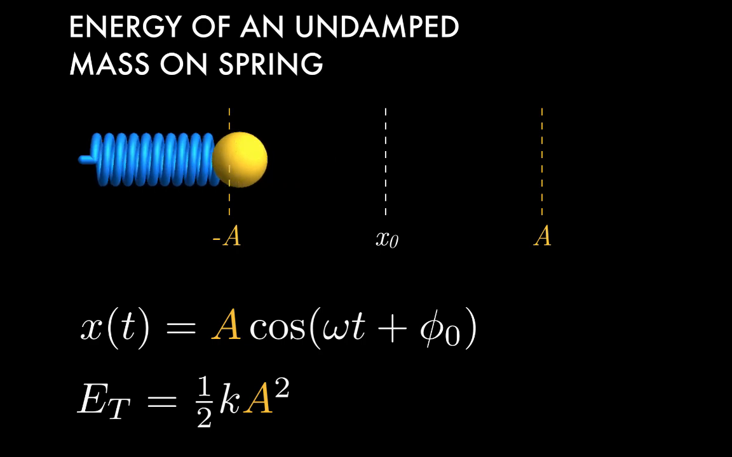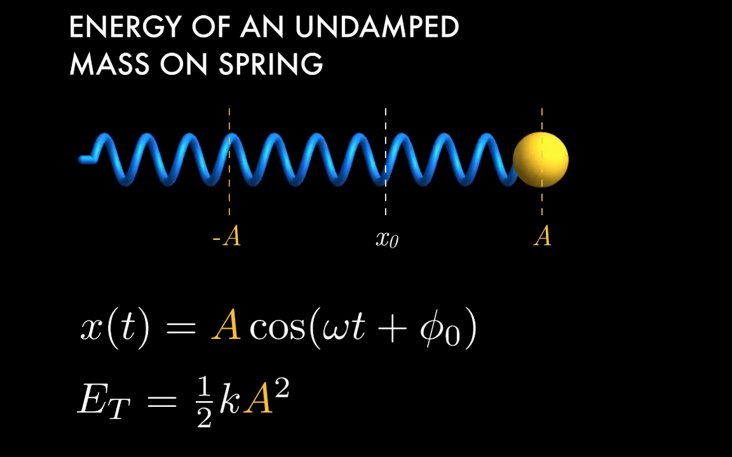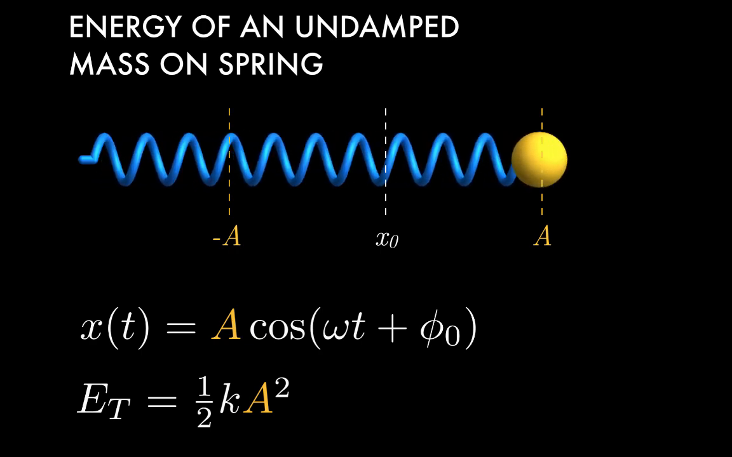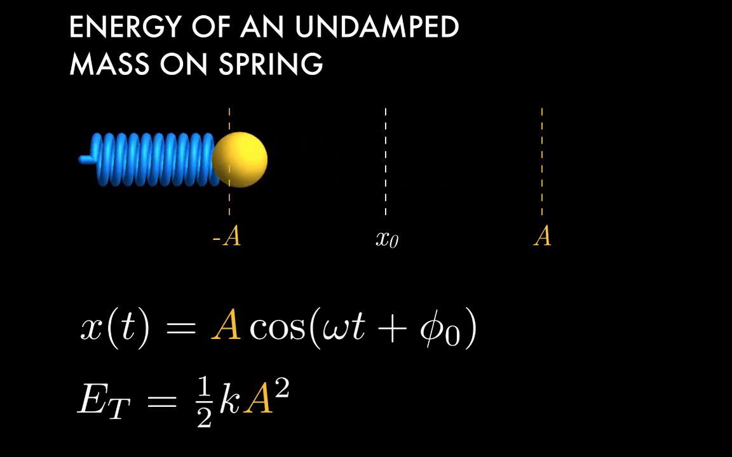The turning point is in the same place every time, right? The turning point is at the amplitude A. And so the total energy of an undamped oscillator is equal to 1/2 k A squared.